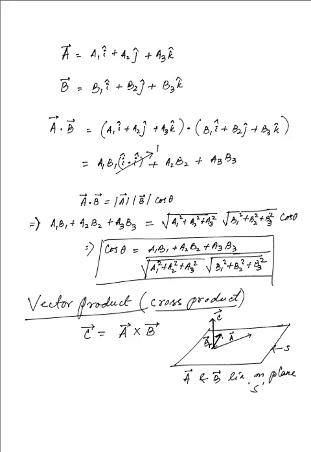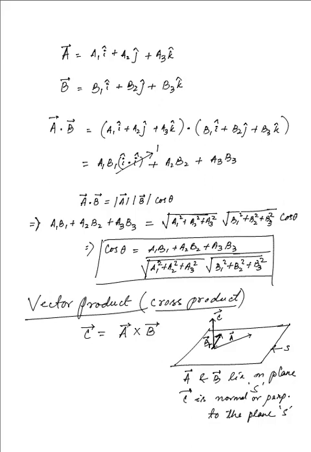C is normal, or I can say perpendicular. Normal means perpendicular to the plane S. Now it can be perpendicular in the upward direction as I have shown over here. It can be perpendicular in the downward direction, but it depends on which vector I'm taking first or considering first.